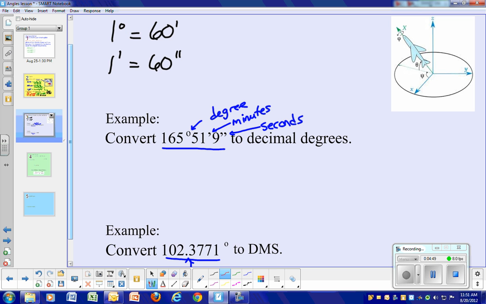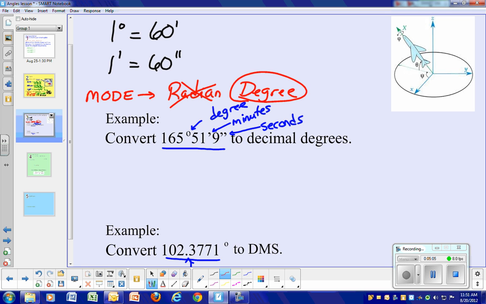So first go to the mode key, and then in the third line there's a choice between radian and degree. You don't want radian, you want to pick degree. After you've done that, you're ready to do these two sample problems. Suppose you have a measurement like this one that's given in degrees, minutes, and seconds. We want to convert it to decimal degrees.